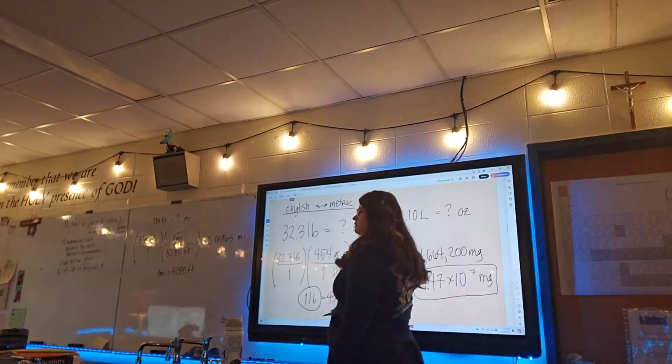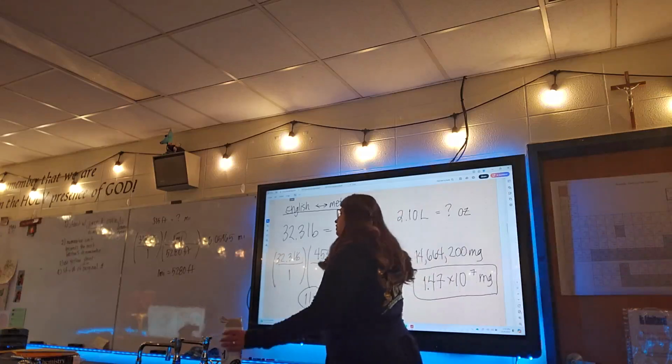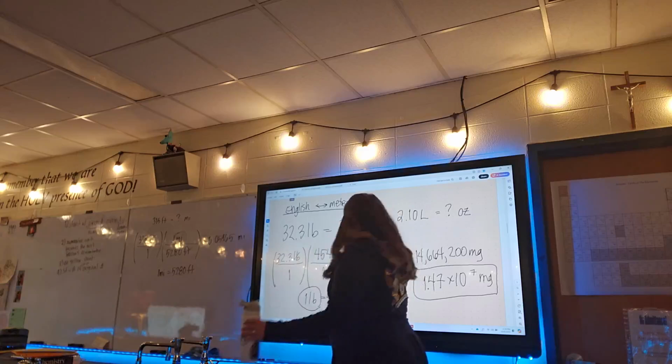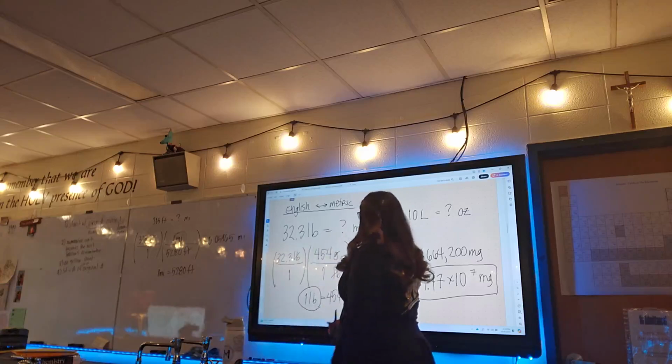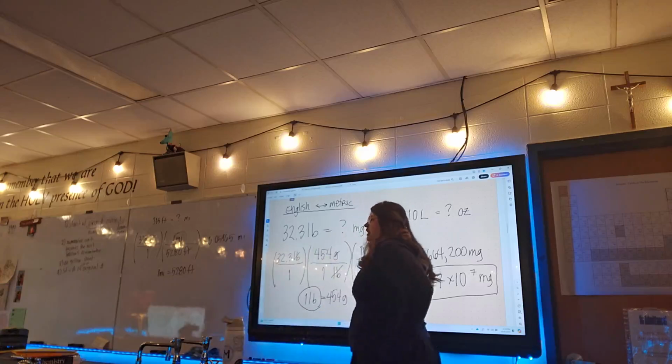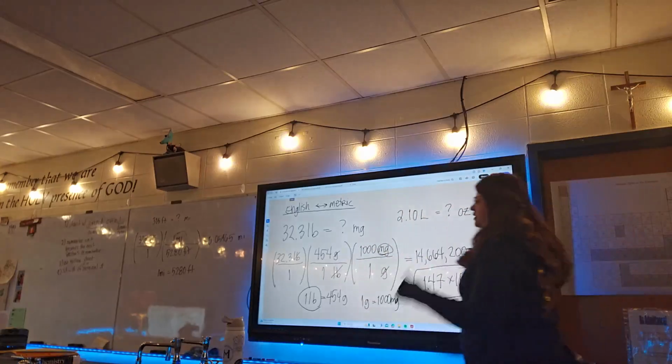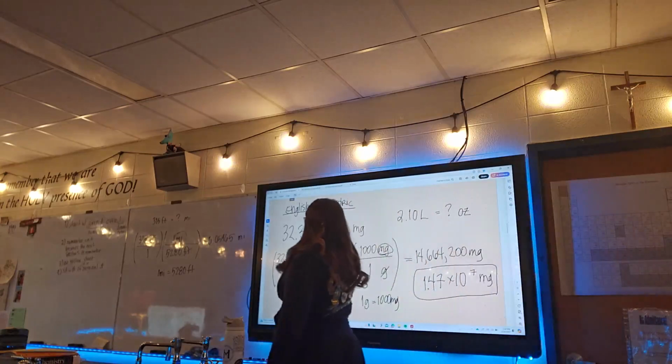Would I get a different answer if I went pounds to kilograms? You shouldn't. Do you get different significant digits? Nope, because everything from the yellow sheet has infinite significance. The only thing in these problems that's determining your significance is that original measurement.